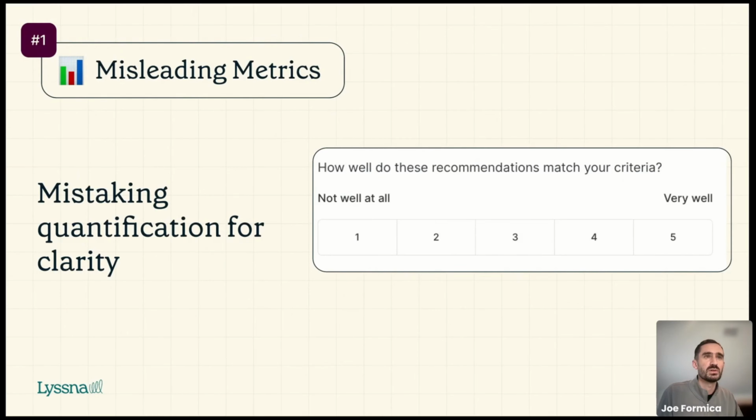But there's this level of comfort in seeing for a question like this, right? How well do these recommendations match your criteria? If you're looking at the results in that, there is a level of certainty if you see a 3.5, and that's the average.